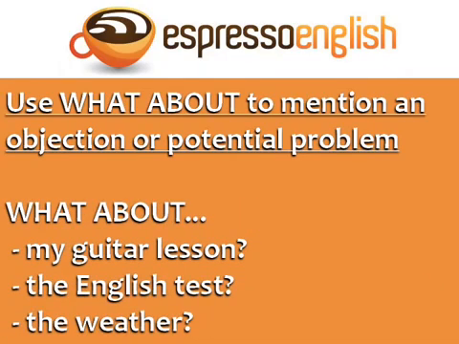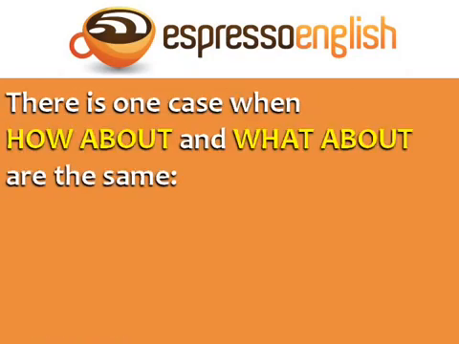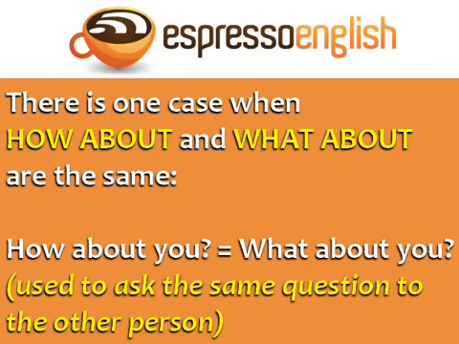In this dialogue, what about is used to introduce 3 potential problems. What about my guitar lesson? What about the English test? What about the weather? There is one case when how about and what about are the same. When you ask, "How about you?" or "What about you?" this is used to ask the same question to the other person.